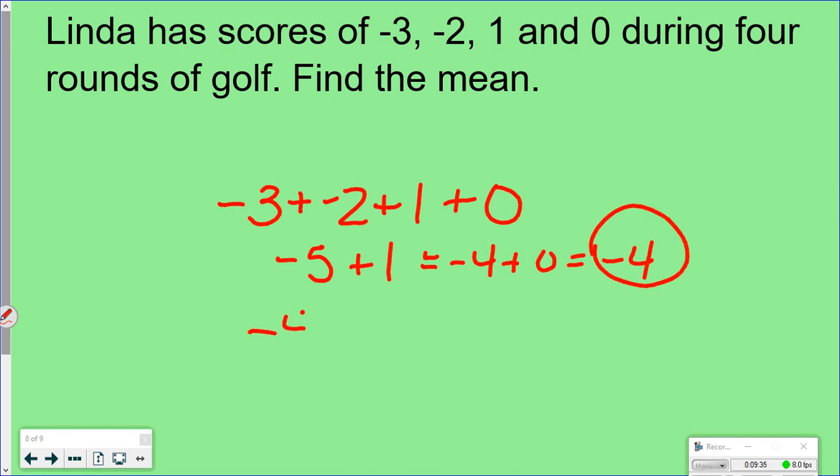Then I'm going to take negative 4 and divide it by how many pieces I have. I have 1, 2, 3, 4. Like I said, you have to include 0 because it is a data piece. Negative 4 divided by 4, negative 1. That's my mean.